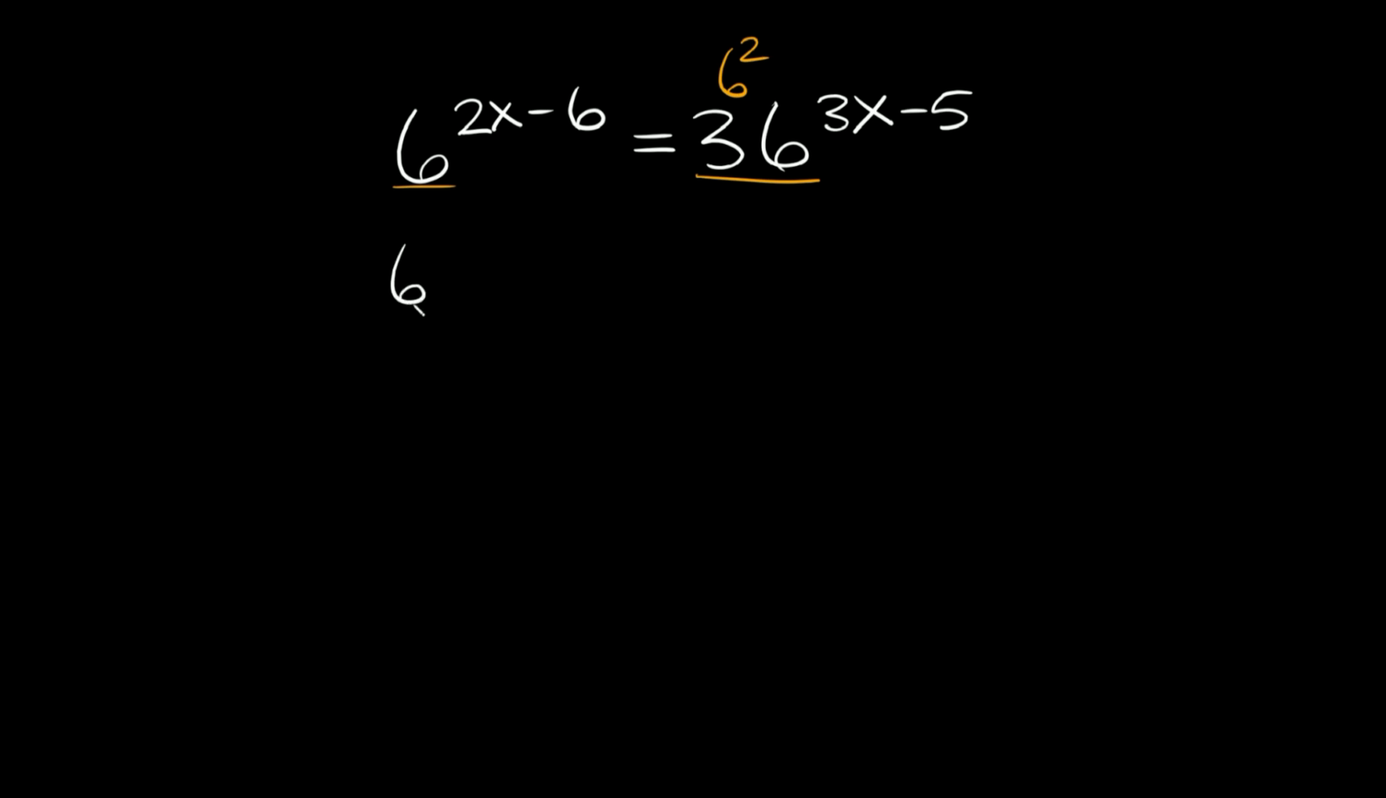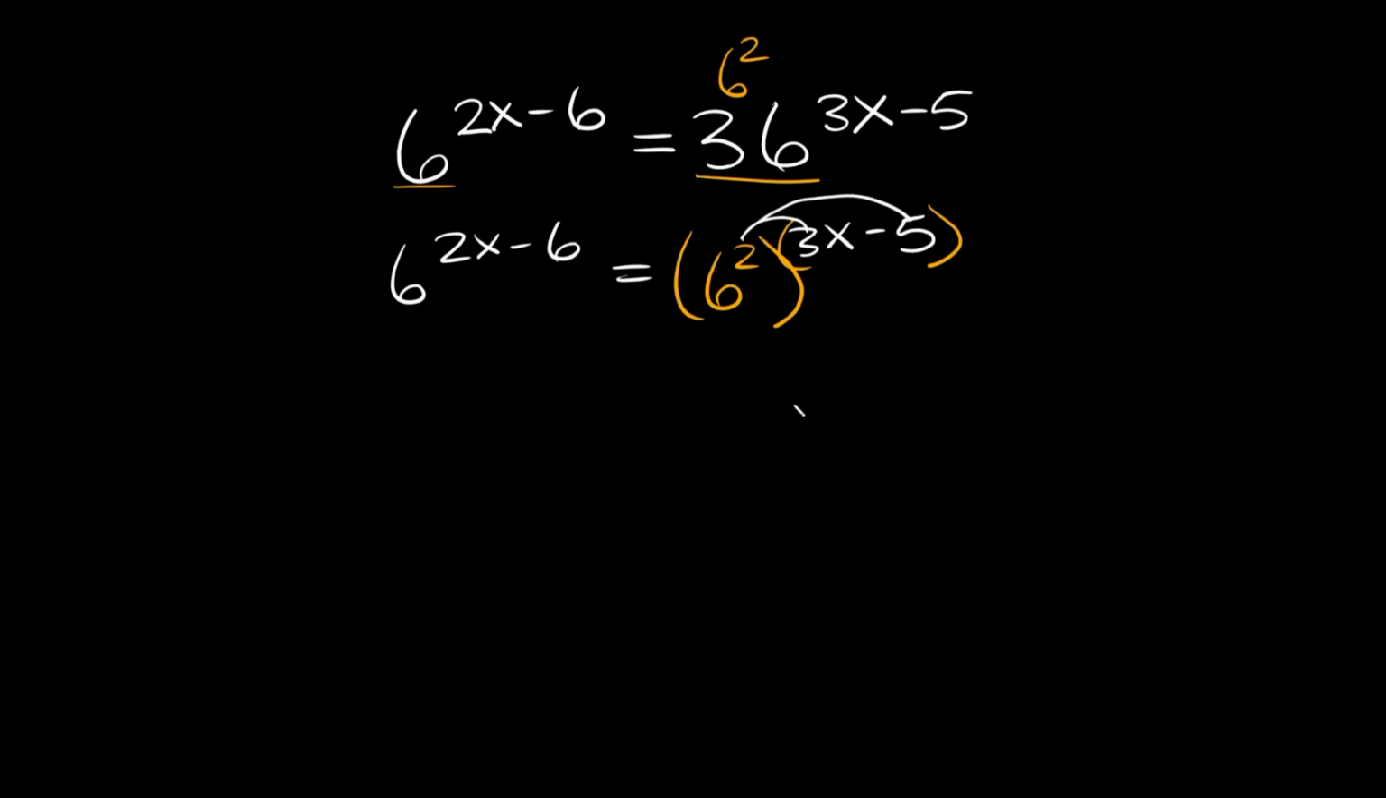So then if we do that, we're going to have 6 raised to the 2x minus 6 is equal to 6 squared raised to the 3x minus 5. Okay, so now we have a power raised to another power, so then we just have to multiply these together, okay? So 2 times 3x minus 5. So we can basically just distribute this like that, right? So then over here we get 6 raised to the 2x minus 6 is equal to 6 raised to the, 2 times 3x is equal to 6x, and 2 times negative 5 is negative 10.